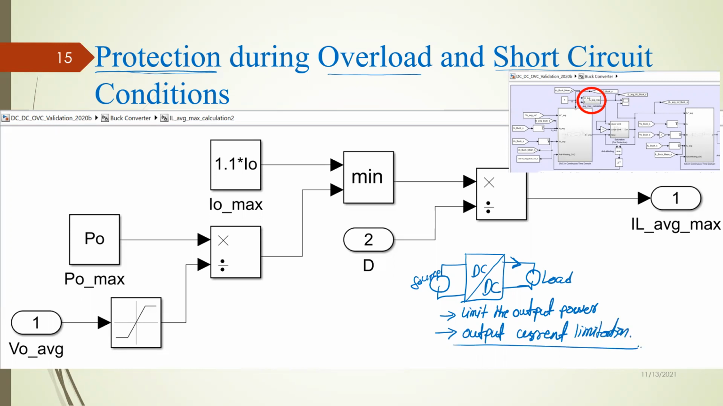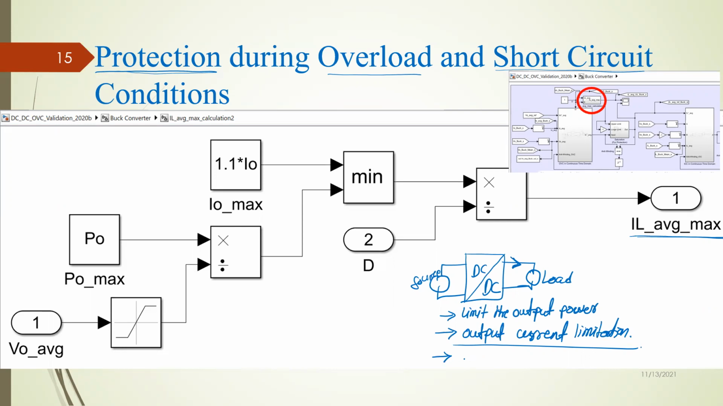So we need to change the IL average maximum value based on these two conditions. And there is one more condition. That one is not necessary for this buck converter, but it is very important for boost and buck-boost converters to limit the inductor. Basically, we should not allow more current to flow through the inductor than its rated current value.